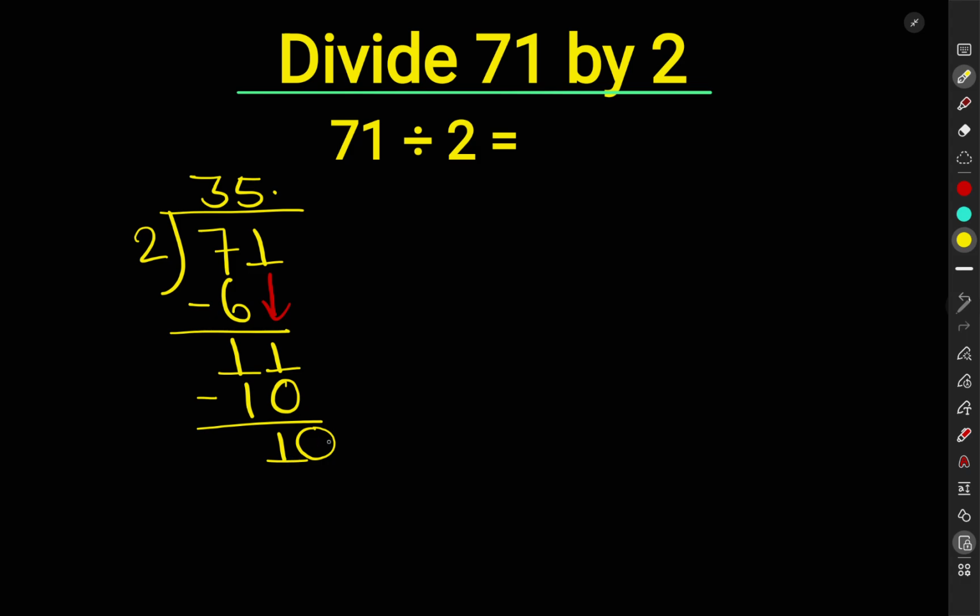So now it became 10. So 2 times 5 means 10. On subtracting we get 0. So 71 divided by 2, we got 35 decimal 5.